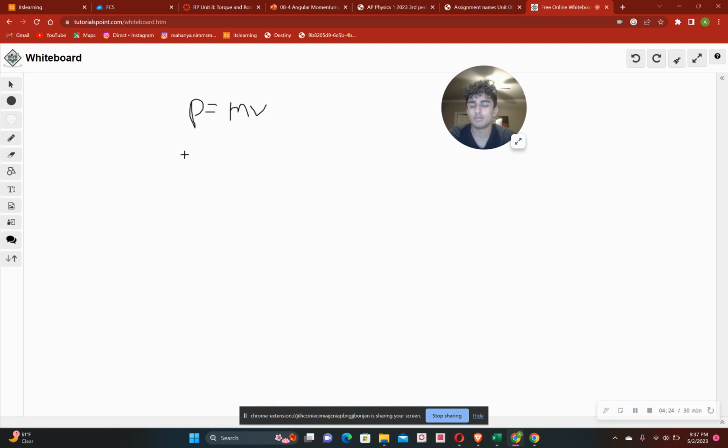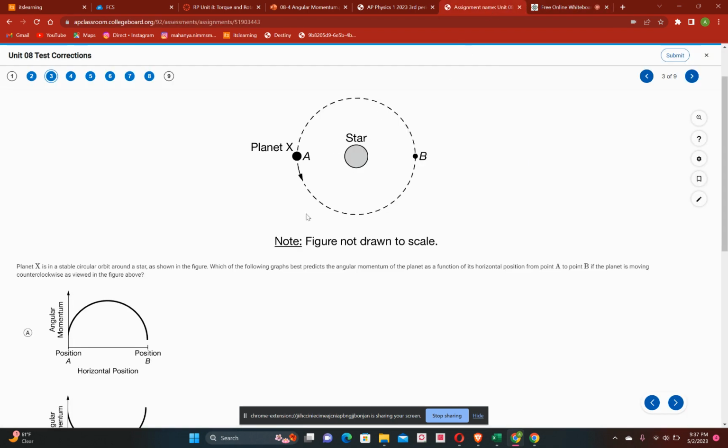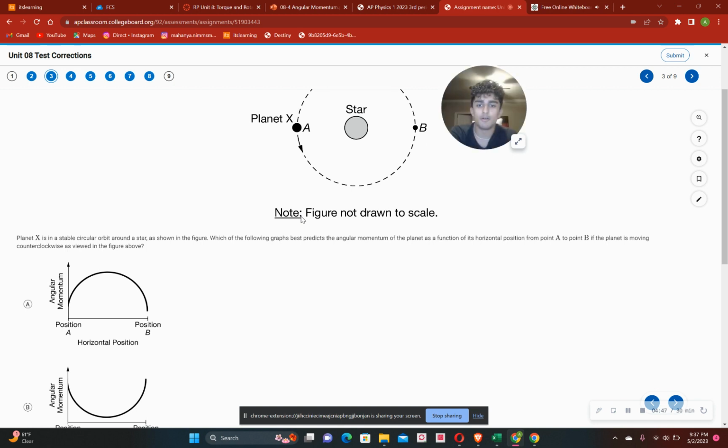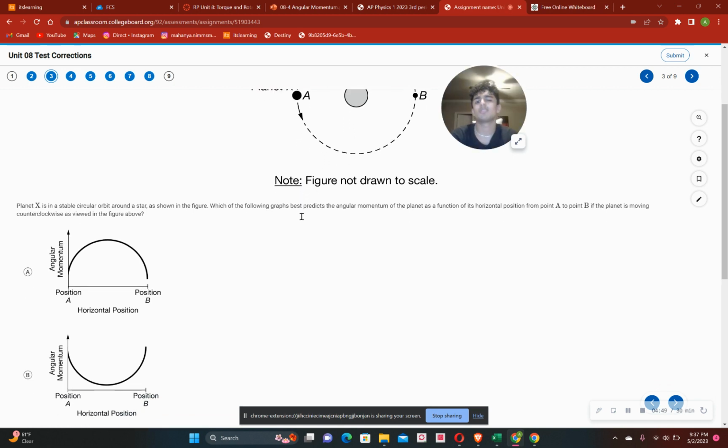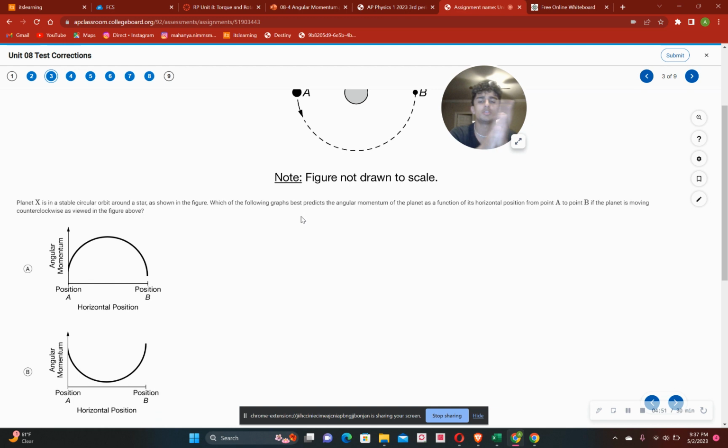So angular momentum, I don't really remember the symbol for it. Angular momentum is just I omega, because I represents the mass, kind of, and omega represents the velocity. It's the angular velocity. So I omega, and it's asking for the graph of angular momentum from position A to position B. How does it change?